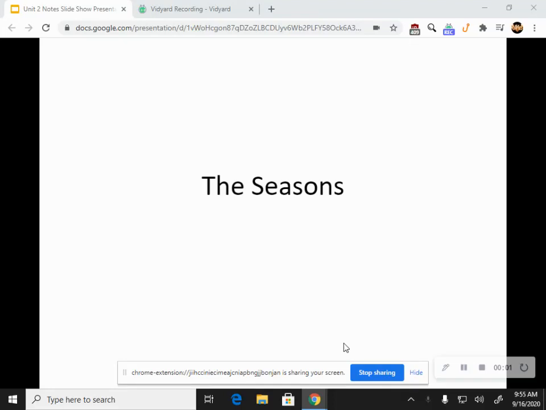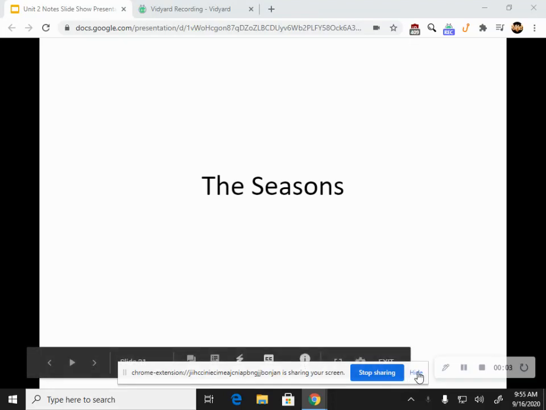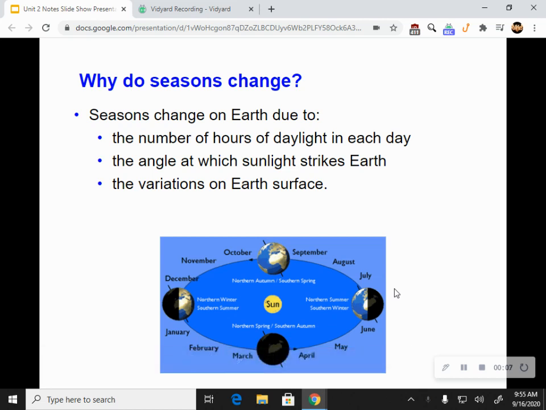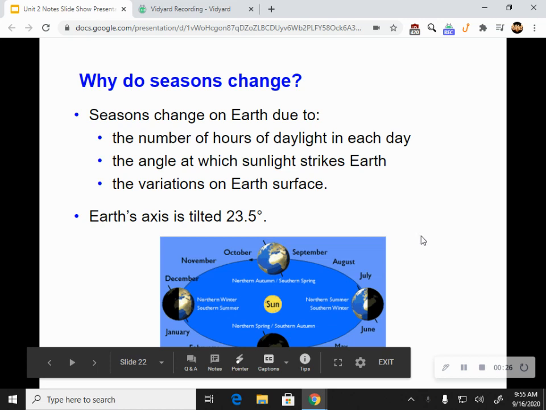Okay, so part two, we're talking about the seasons. Seasons are based on where we are in location and hemisphere of our orbit around the sun. The changes in daylight hours, the changes in temperature, and the amount of sunlight or the angle at which it strikes the Earth, these all have to do with the changes of seasons.